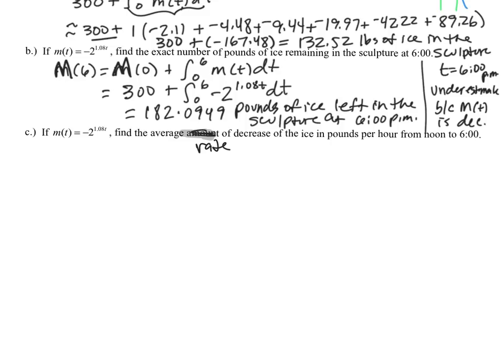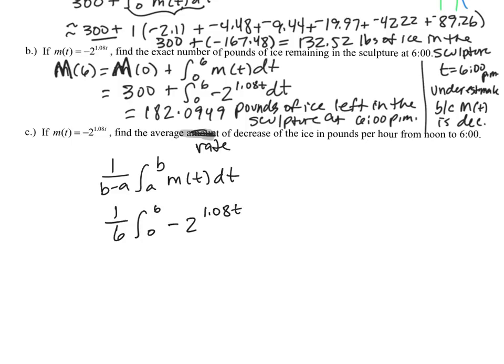So let's fix that. We're going to find the average rate of decrease of the ice in pounds per hour from noon to 6. So to find that average rate, we're going to take, well, let me just write in general what we would take. 1 over b minus a, the integral from a to b of our rate function, which is m of t dt. So in this case, it would be 1 over b minus a. Well, that would be 6 minus 0, or just 1/6, the integral from 0 to 6 of negative 2 to the 1.08t dt.